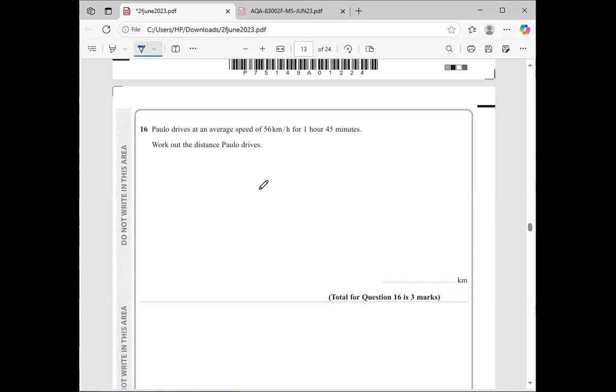Can you do this one? Speed multiplied by time equals distance. Exactly. Speed multiplied by time equals distance.